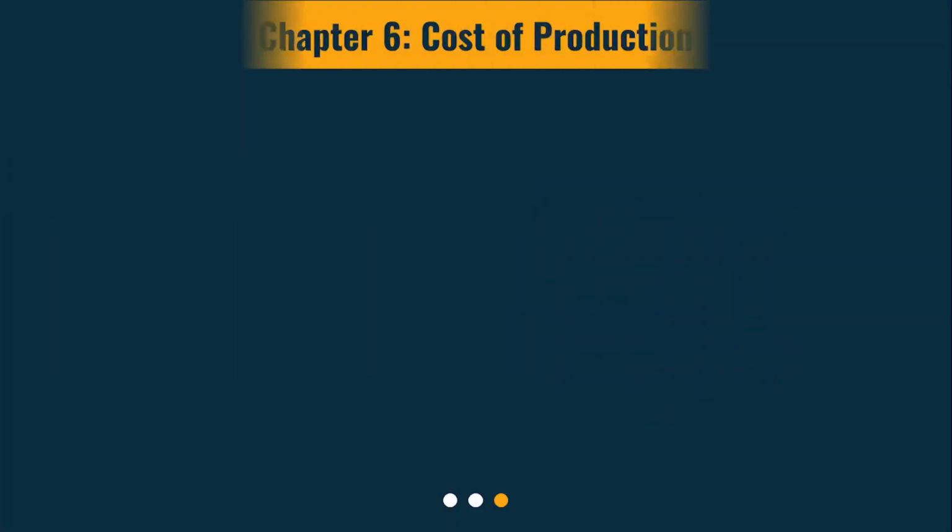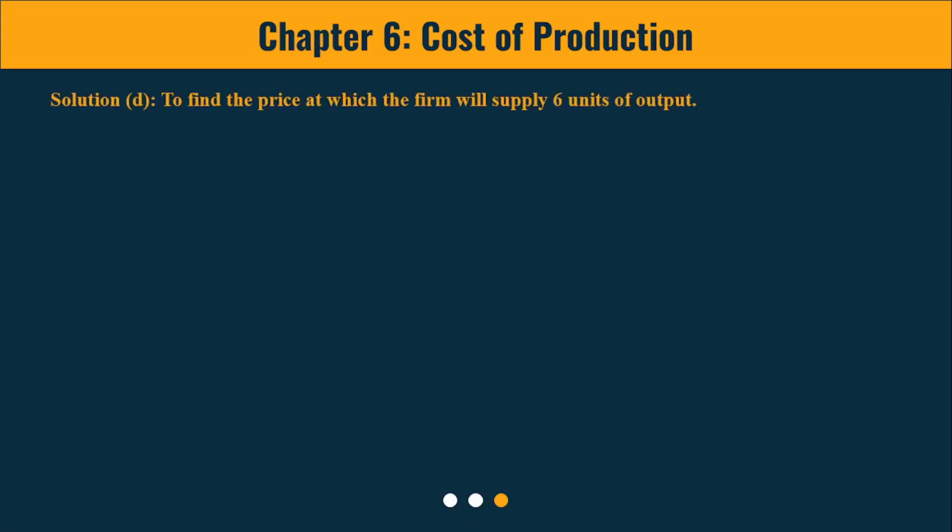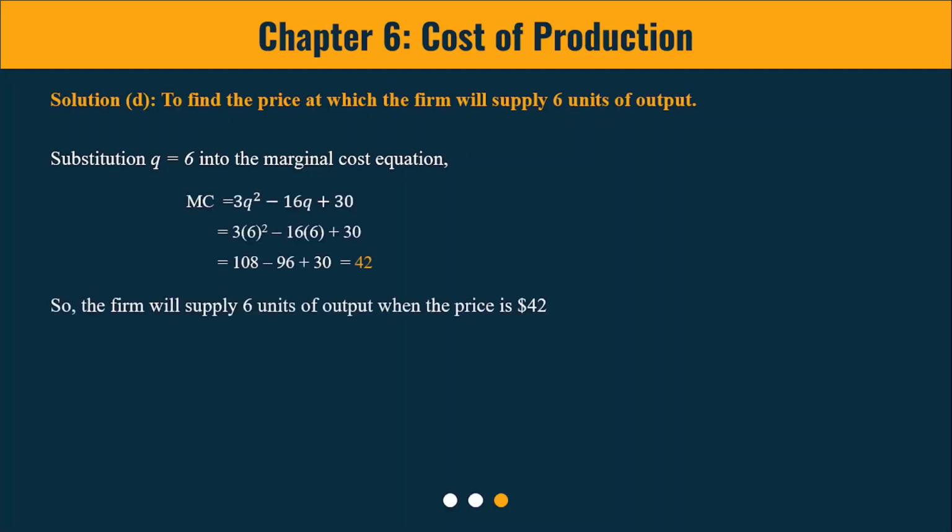And at last we have to find the price at which the firm will supply 6 units of output. We can solve this in just a second by substituting Q equal to 6 into the marginal cost function. So the firm will supply 6 units of output when the price is 42. That's all about this question.